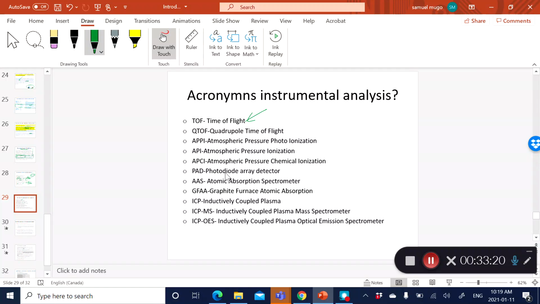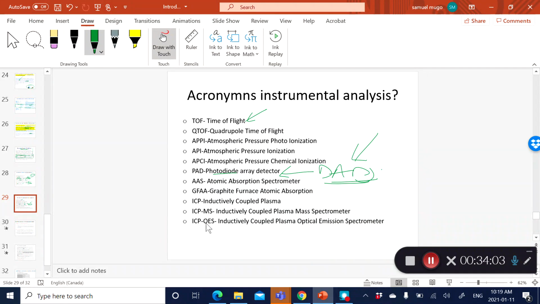PAD stands for photodiode array detector, and it's exactly the same as DAD, exactly the same thing. It's only that one company, I think it is Thermo Scientific, they call theirs PAD, and Agilent calls theirs DAD, but they're exactly the same component. AAS stands for atomic absorption spectrometer. GFAA stands for graphite furnace atomic absorption. ICP is inductively coupled plasma. ICP-MS, inductively coupled plasma mass spectrometer.